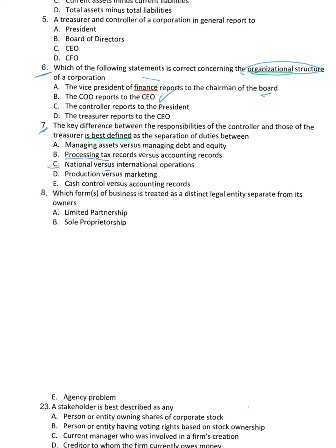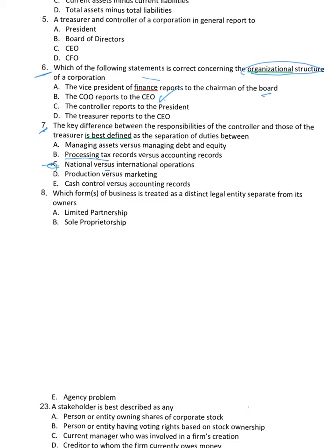Now the third option is national versus international operations. This has nothing to do with the differences between either of them. If a company has international operations occurring outside the country, this doesn't mean that one of them is going to be controlling that while the other does nothing with it. In this kind of organization, both of them have to work hand in hand, and this doesn't mean that they are separated between national and international.